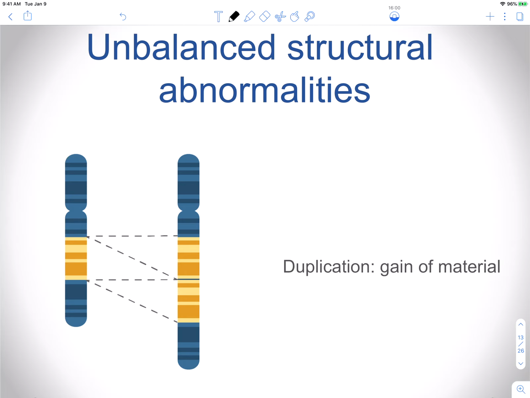All right, so then there's also your duplications. So duplications, of course, is going to be a gain of information. So this is gaining information. And so depending on the genes, again, in this location, you can have excess gene products made. So this is referred to as a partial trisomy.